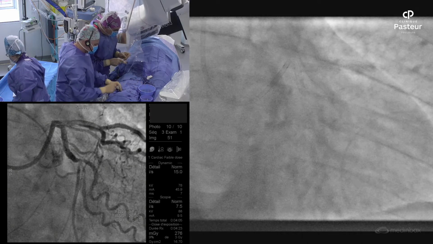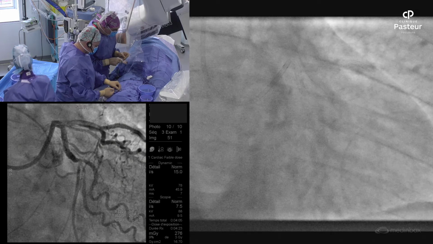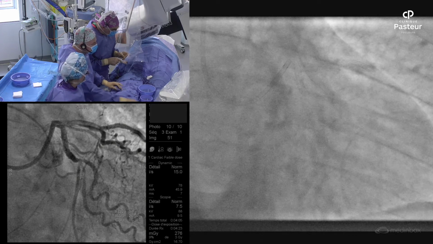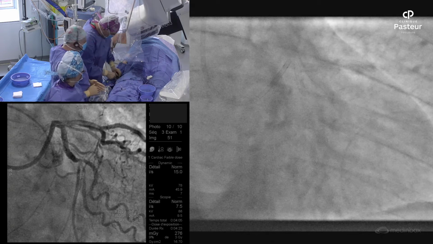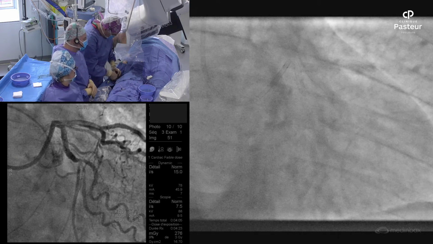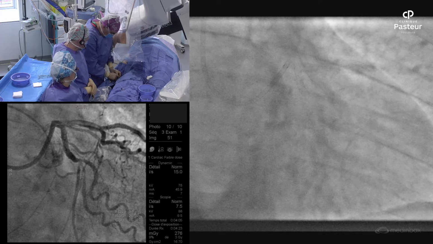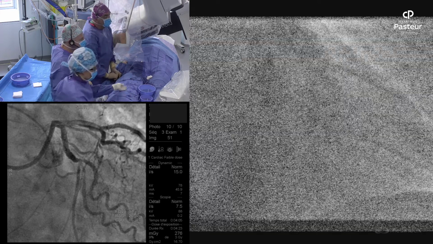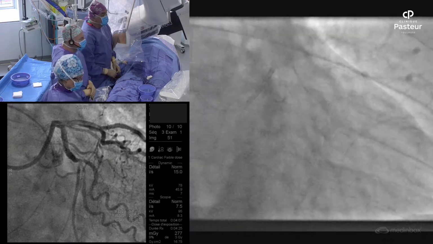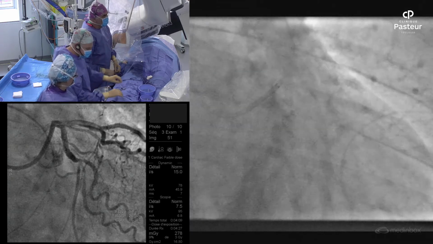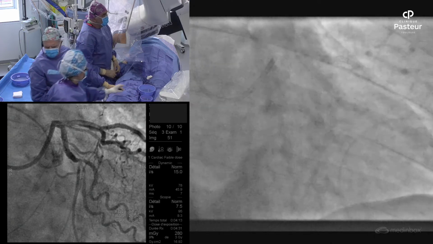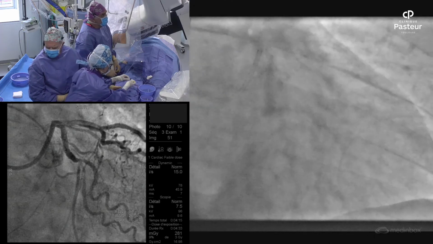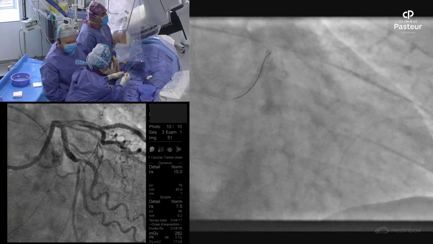And then what do you think, Bruno, concerning the balloon? I think we need to predilate in order to open the vessel. So after placing the second wire in the second OM, we will advance a 2.5, maybe that is enough. What do you think? Yes, 2.5 is enough. The support with the guiding catheter, the backup, is good.